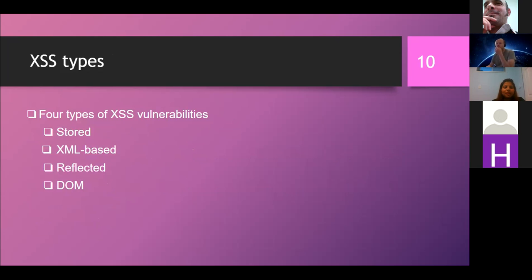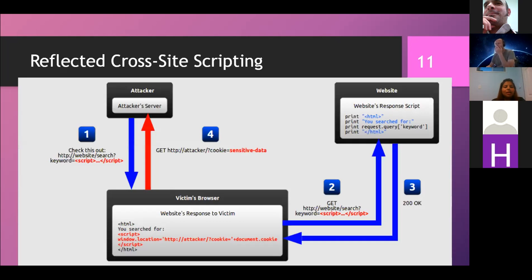Let's talk about reflected XSS. The reflected XSS just echoes back the unsanitized data into the web page. Notice in the image, we simply use the script tag and document.cookie. This will retrieve an alert message showing the victim's cookie.